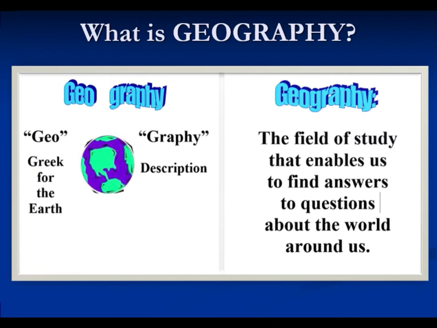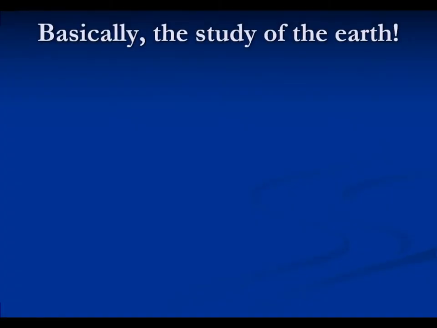What is geography? Well, that's a great question. Geography comes from the prefix geo, which is Greek for the earth. And graphy just means a description or the study of. So when you put these together, geography means the field of study that enables us to find answers to questions about the world around us. It's basically the study of the earth.